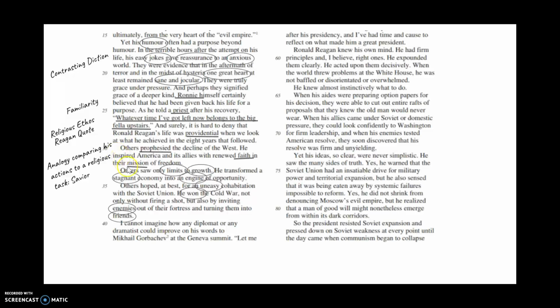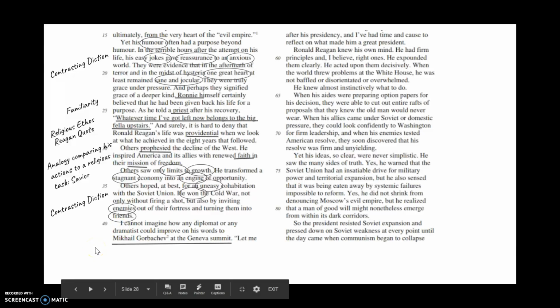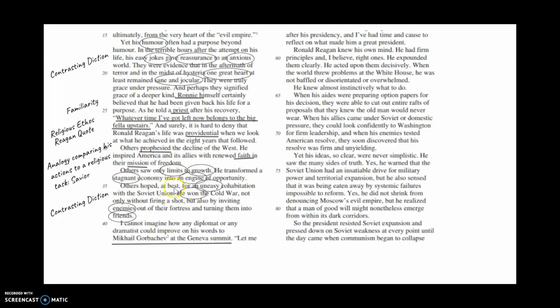Next, we have a lot going on here. We see words like limits, growth, stagnant, engine, uneasy, one, enemy, friends. You've probably already called it. This is even more contrasting diction. And so we see a continuation of that where we see Ronald Reagan, this savior to the world, doing these positive things when faced with enemies and limits and a stagnant economy in an uneasy time period.